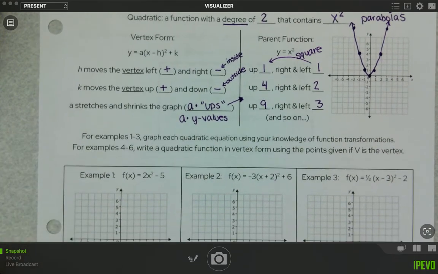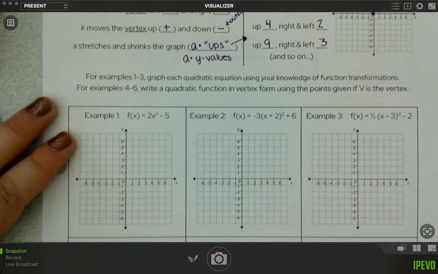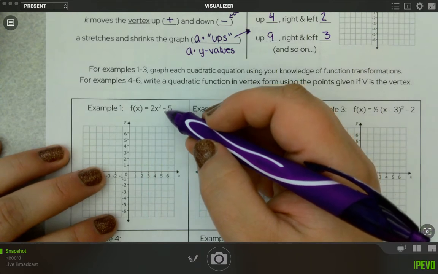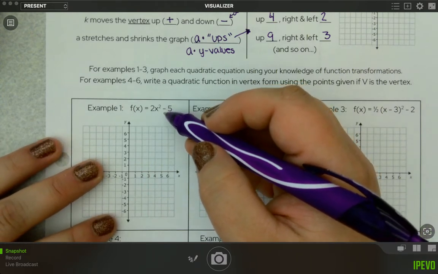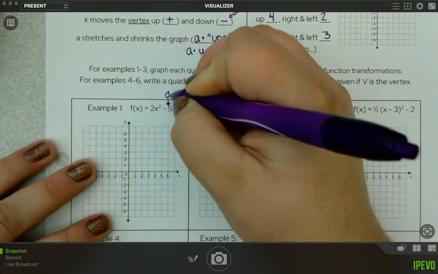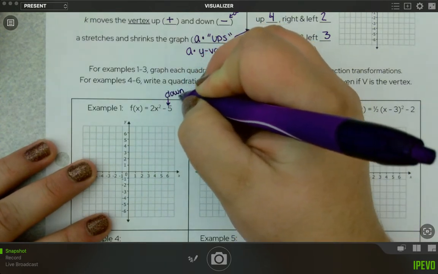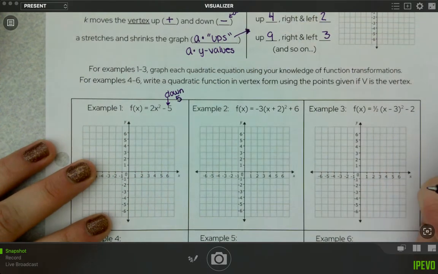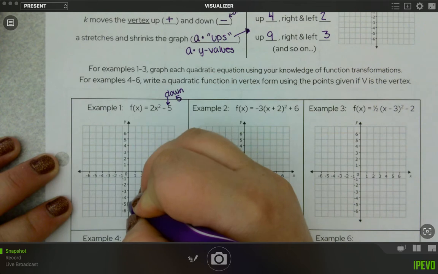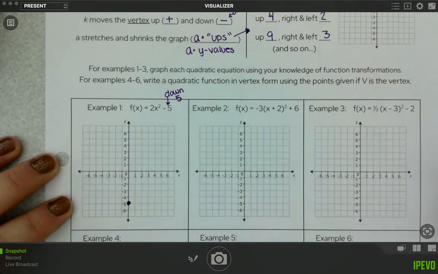Okay, moving on. I'm just going to do a couple of these examples with you guys. This one typically confuses people because there's no parentheses. That means it's not going left or right, and we can assume that this is sort of like the number outside, which is going to move us down 5. Not left or right at all, just down 5. So here is my new vertex.